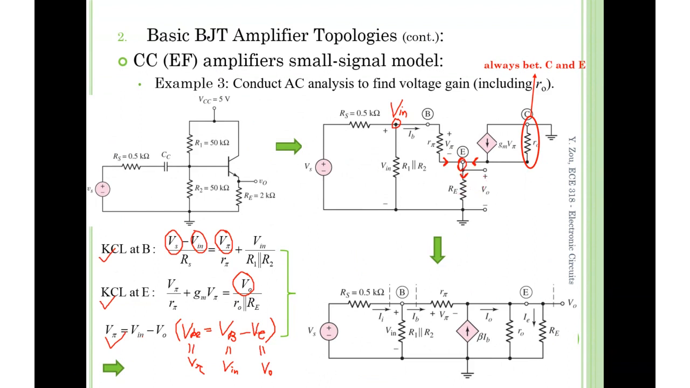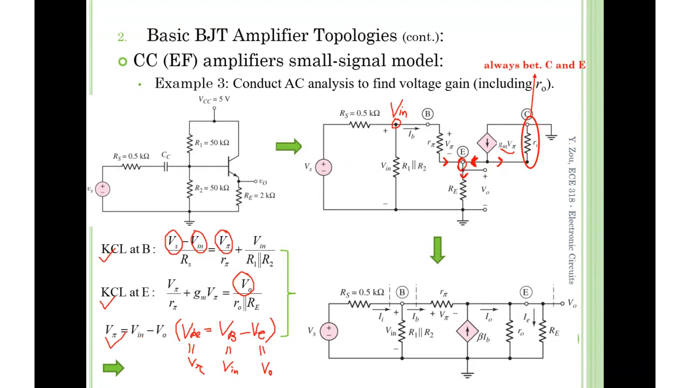So of course, what happens with R naught then? R naught is very tricky. By this look, it is very easy to miss R naught. However, you need to realize R naught and RE are in parallel. So the current here is actually not equal to GMV pi. The current here plus the current here equals GMV pi. Does it make sense?